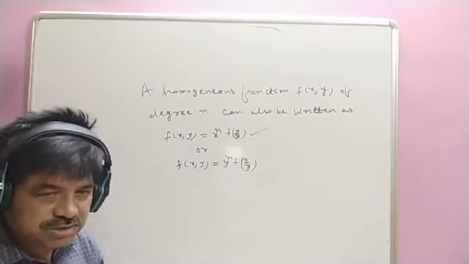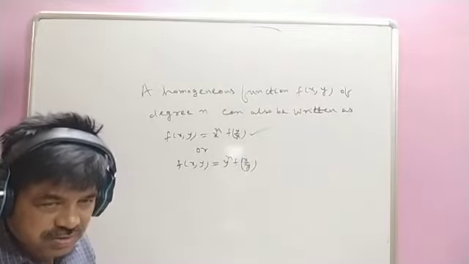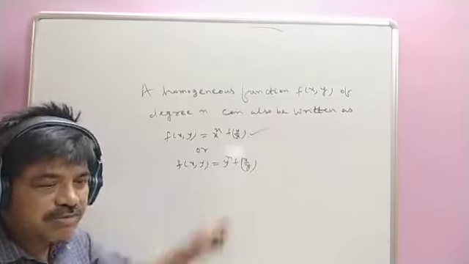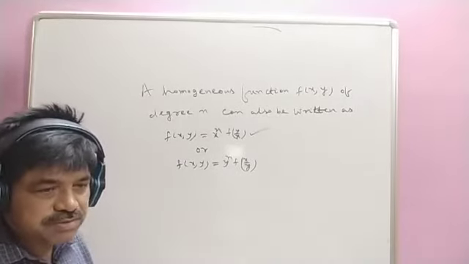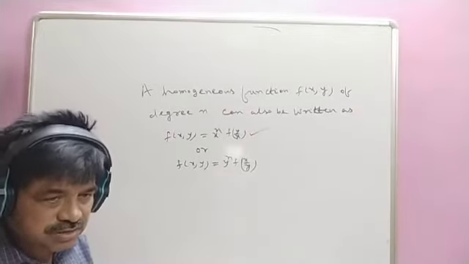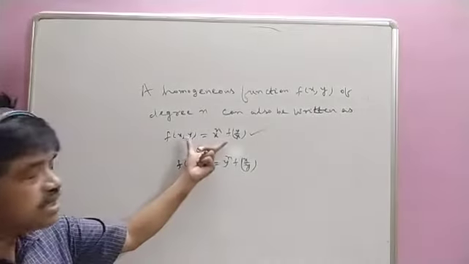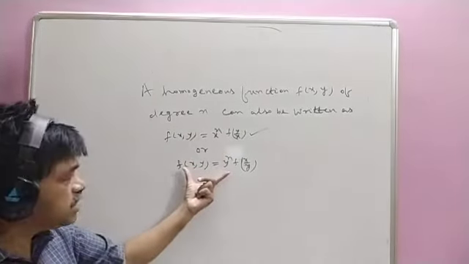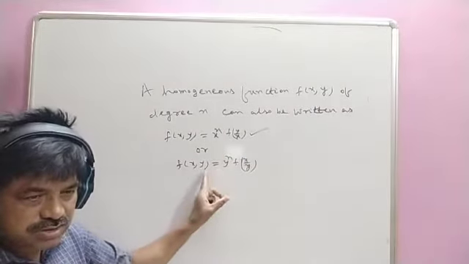It will be expressed in terms of x by y. Suppose I say (x by y) whole square plus 2 into (x by y), that is a function of x by y. Similarly, a function of y by x will be expressed as, suppose, (y by x) whole cube plus 5 (y by x) whole square plus 1, so that is a function of y by x. If the form is like this, you can straight say it is a homogeneous function of degree n. If the form is like this, you can also say straight that it is a homogeneous function.